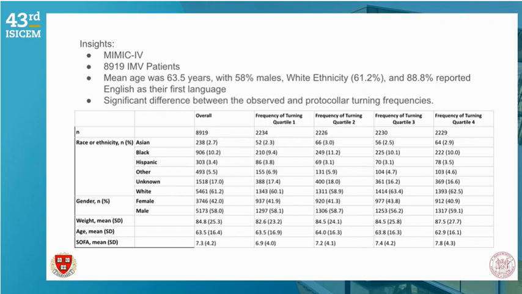And here, we couldn't explain exactly who the patients are who got less turning and less proning. It's not race ethnicity.